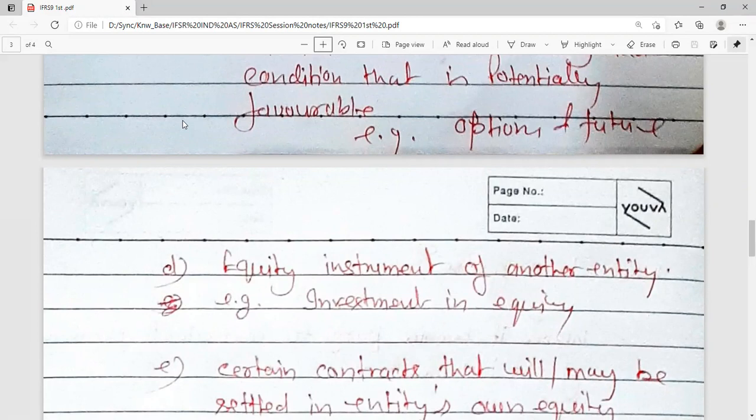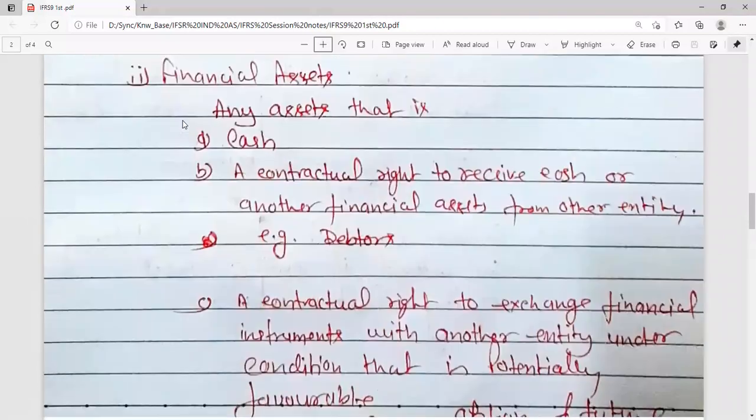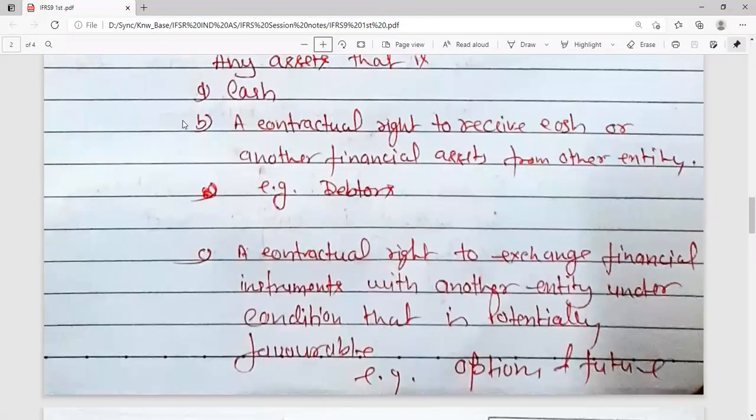Just a question: would you classify prepaid expenses as financial assets or not? Let me think. For a prepaid expense, we have paid cash in advance, so the cash is gone, but it is not covered in any definition. It is neither cash nor a contractual right to receive cash.